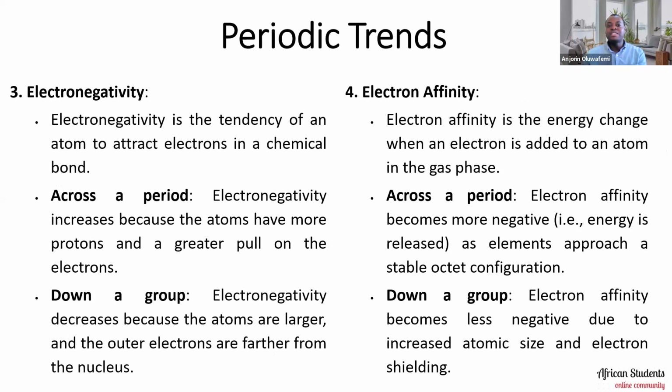Now, electron affinity is another one. Electron affinity is the energy change when an electron is added to an atom in the gas phase. That is what electron affinity is. Across the period, electron affinity becomes more negative, that is, energy is released as the element approaches a stable octet configuration. Down a group, electron affinity becomes less negative due to increased atomic size and electron shielding.